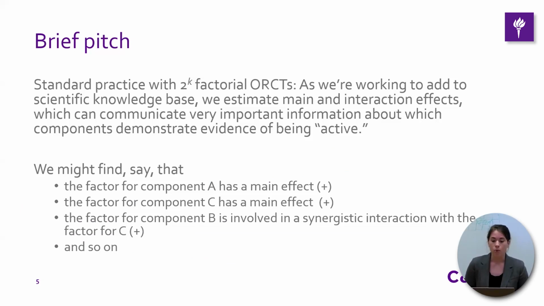Now, standard practice with 2 to the k factorial ORCTs, as we're working to add to that scientific knowledge base, we estimate main effects and interaction effects. And these can communicate really important information about the components that we're considering and which components might demonstrate evidence of being active. So for instance, we might find that the factor for component A has a main effect in the desired direction. We might find that the factor for another component, component C, has a main effect in the desired direction. We might find that the factor for still another component is involved in a synergistic interaction with the factor for C, and so on. And this sort of information really helps us paint a picture of the activity of these various components on our outcome or outcomes of interest.